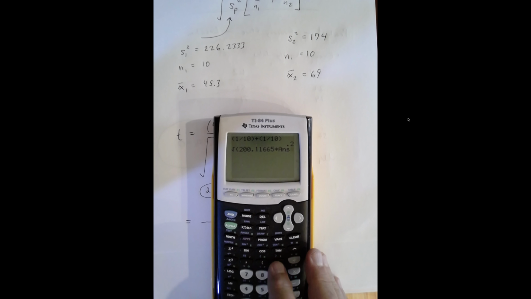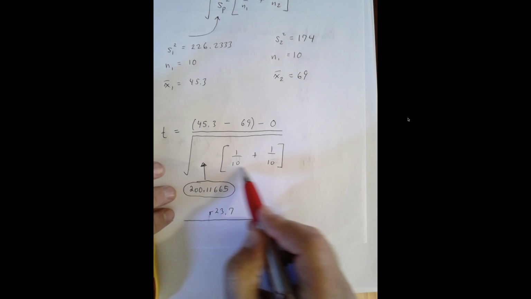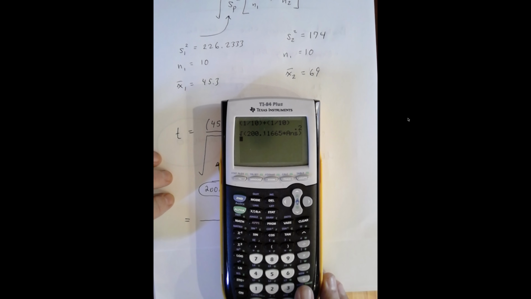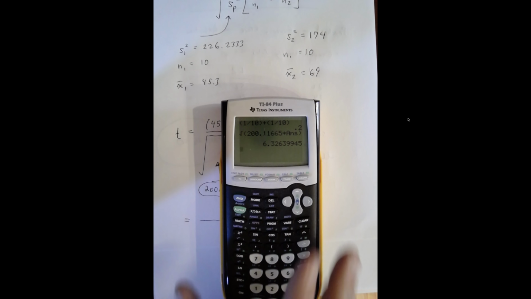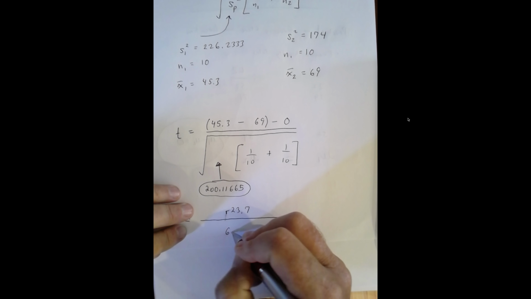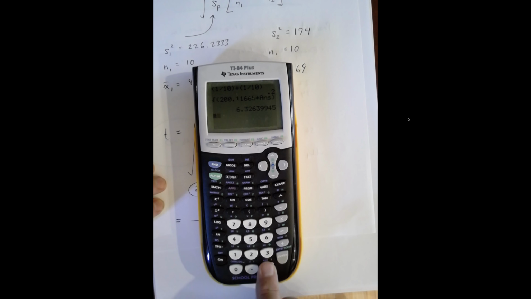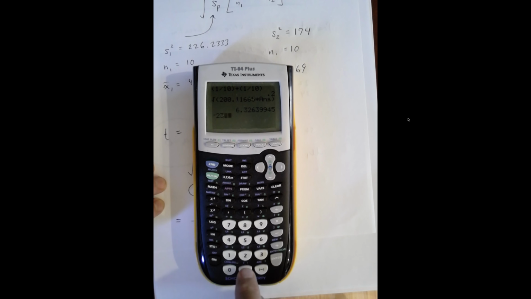So now if I close that up, what I've done in my standard error is I've taken care of all this and the pooled variance, and I've got it all under the square root. So guys, when I do that, I get 6.33, let's call it. And I'm gonna use that same trick here. Guys, that's supposed to be minus 23.7. So I can go negative 23.7, and I can divide by the answer.